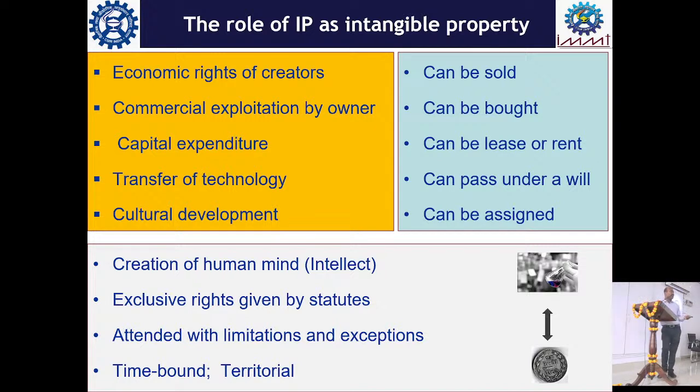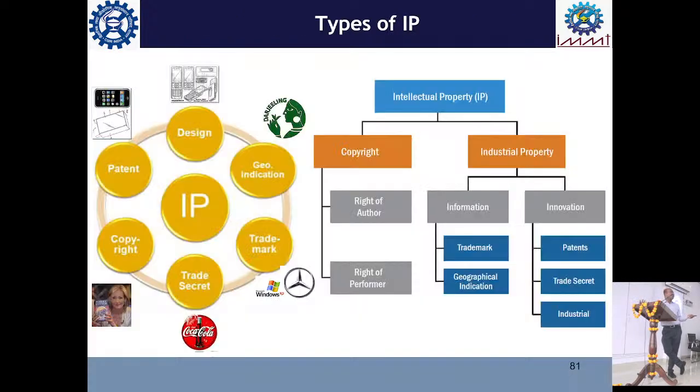So here are the types of IPRs. Broadly, copyrights and industrial property. Copyrights cover the rights of the author and the rights of the performer: singing a song, writing a poem, composing music or a drama, artistic works, anything. All these come under copyrights. Industrial property is again on two pillars: one is information, the other is innovation. Trademark and geographical indication come under the information pillar. Patents, trade secrets, and industrial designs come under innovation.